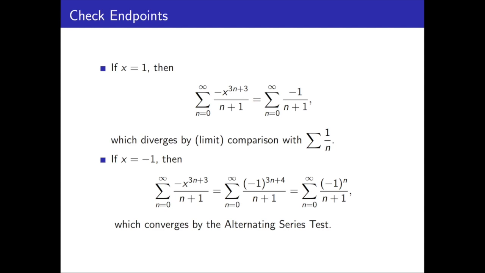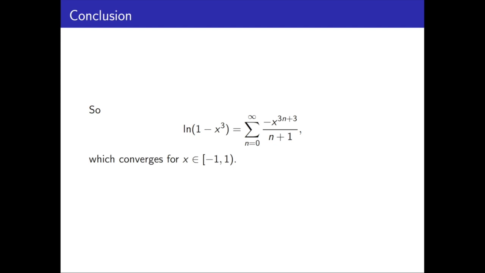So it turns out it diverges at the endpoint x equals 1, and it converges at the endpoint x equals negative 1. So we've got our series representation, and we've now shown that it converges for x in the interval negative 1 to 1, where negative 1 is included and 1 is not. So that's the behavior we're looking for. As long as we're looking on that interval, we expect convergence of this sum, which means if we ever come across the natural log of 1 minus x cubed, and we're on this interval, then we could use this sum instead to represent the same function.